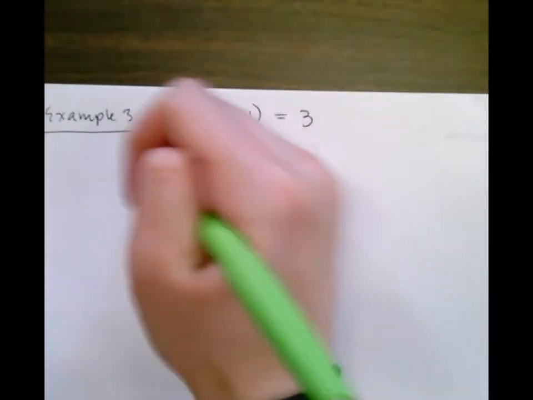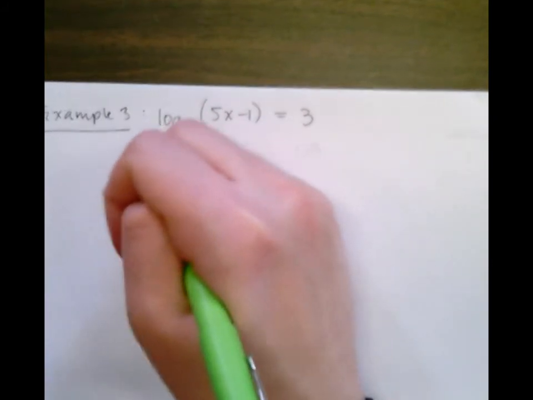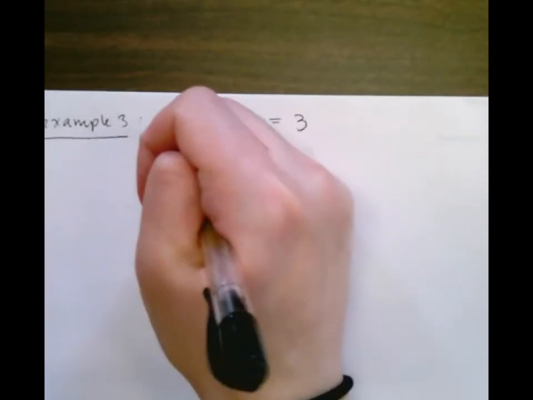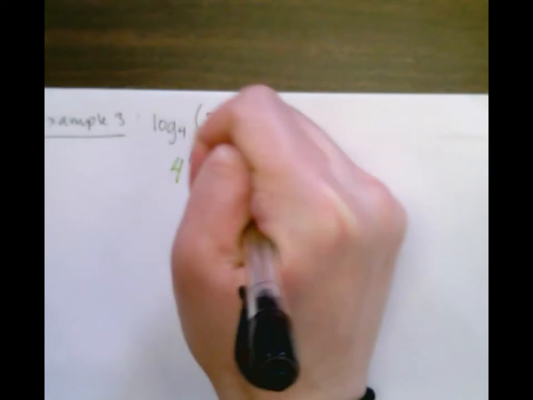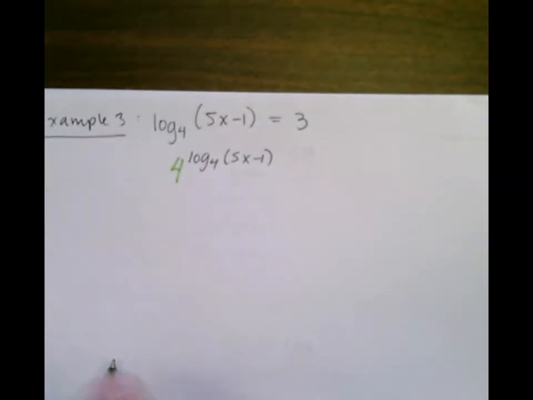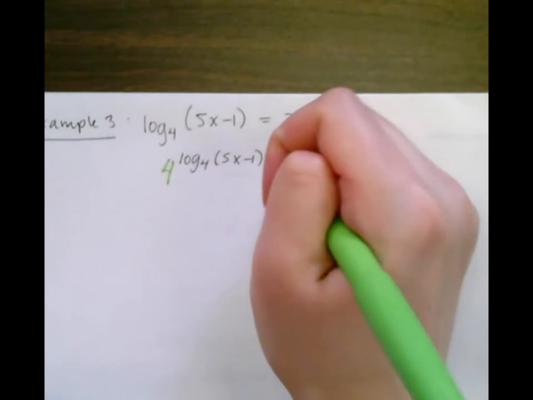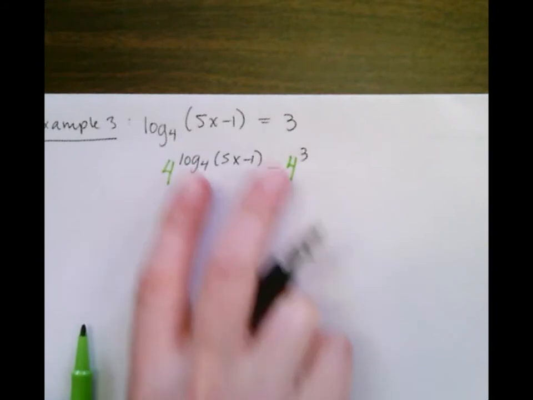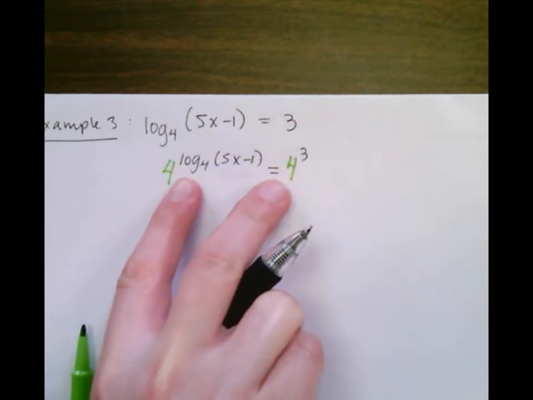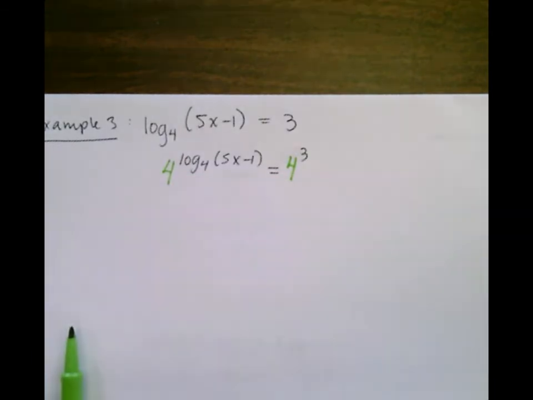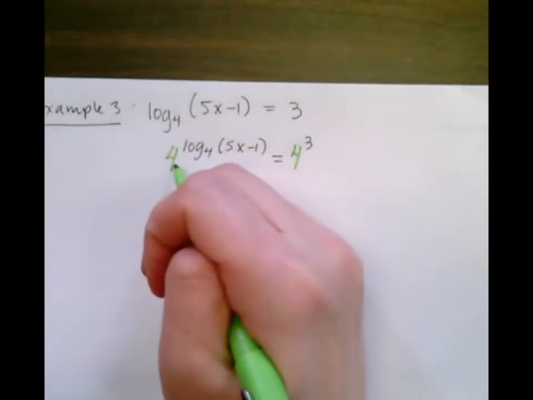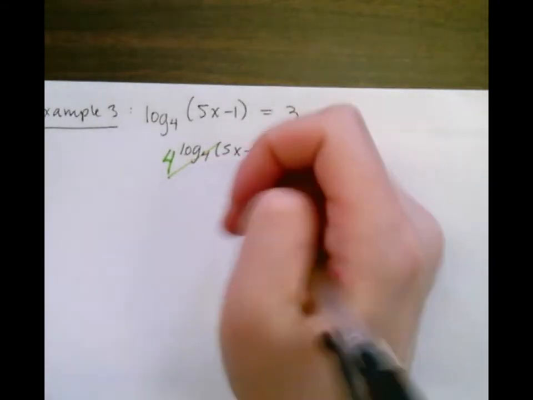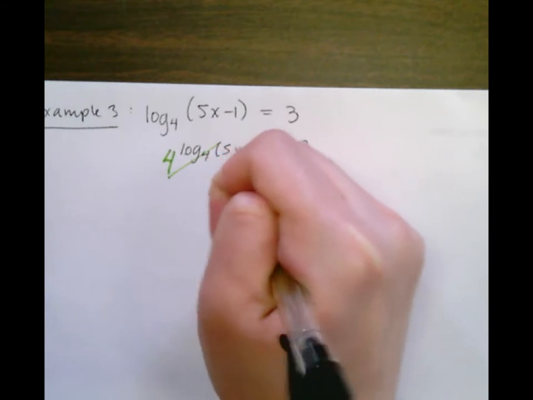So the idea is I'm going to raise both sides of my equation with a base of 4. That would look like 4 to the log 4 of 5x minus 1 power is equal to 4 to the third power. So I'm kind of going backwards in my statements of equality. If I have something equal to something, then I can raise both of those to be my exponent with the same base. Now what's going to happen on the left is that 4 to the log base 4 power, those are essentially going to cancel, and I'm going to be left with 5x minus 1.